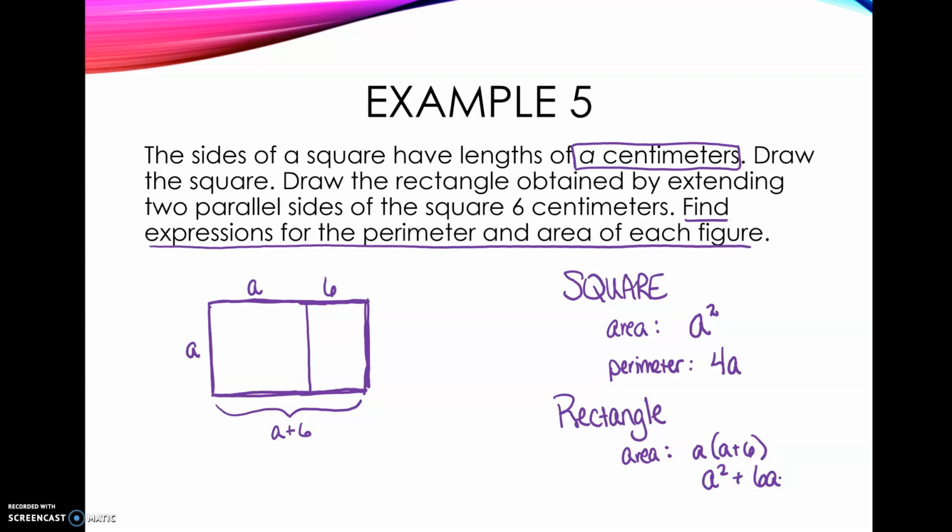And actually, if you go back to how you might have done this in middle school, this side of the rectangle has an area of a squared. This side is 6 by a, so it has an area of 6a. You'd add those two areas together.